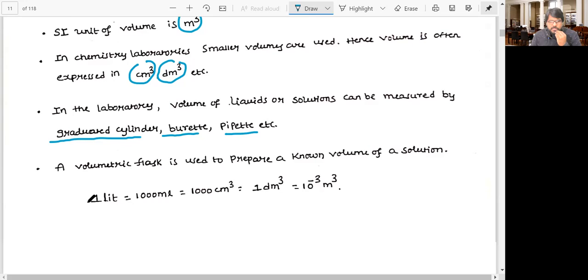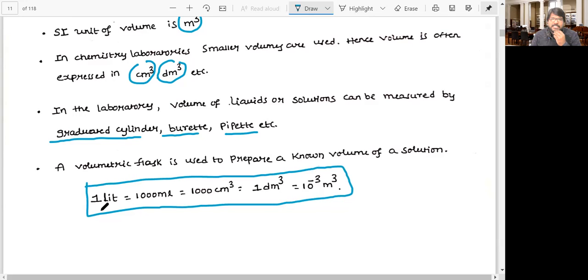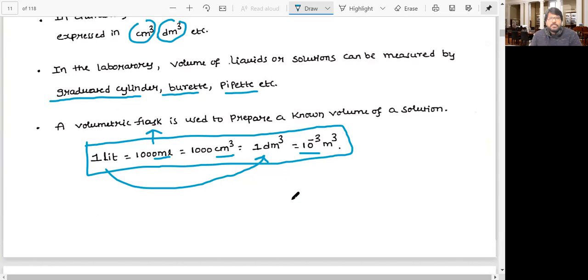And of course, this is the interconversion. It is useful in other branches also. If you take 1 liter and want to convert that into milliliters, 1 liter is equal to 1000 milliliters, and 1 milliliter is equal to 1 centimeter cube. So 1000 milliliters is equal to 1000 centimeter cube. 1 liter is also equal to 1 decimeter cube. And in place of deci, if you write 10 power minus 1, it becomes 10 power minus 3 meter cube. So this is about volume.